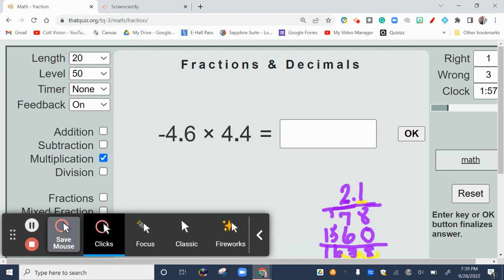So I've already typed in that answer and moved on. But that's essentially how you multiply positive and negative decimals. You just first consider what the sign will be of the answer, and then when you multiply them, you use the traditional multiplication algorithm where you just stack your numbers and carry.